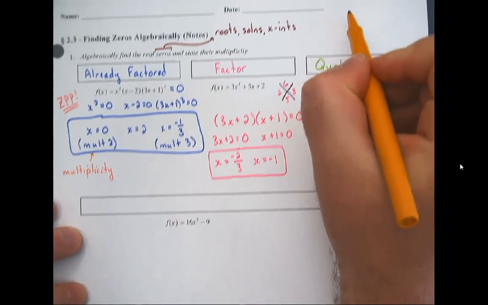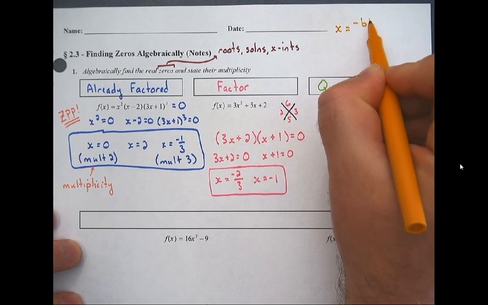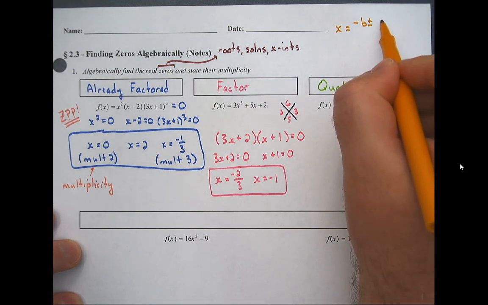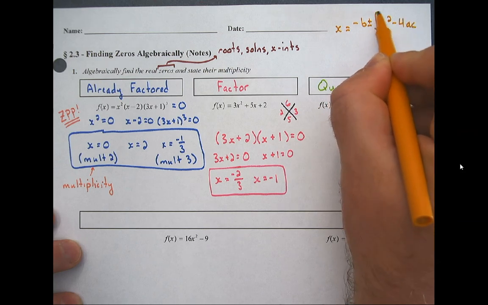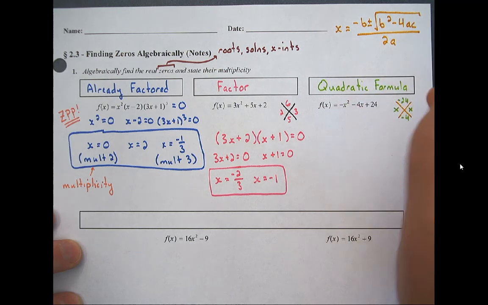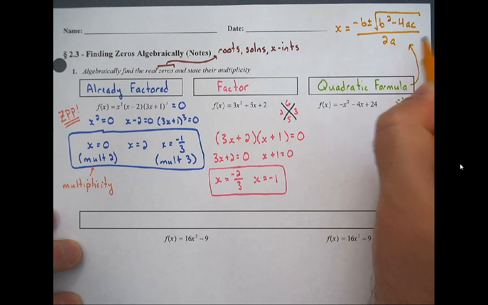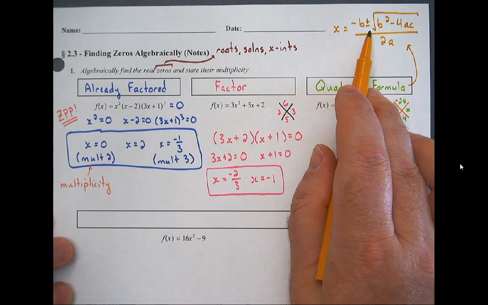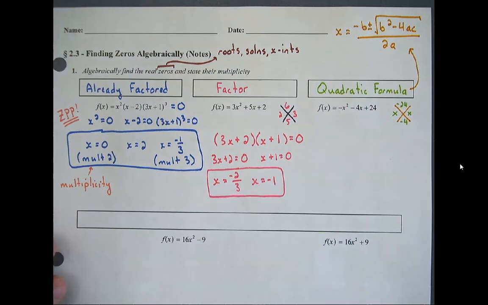You remember the song? Do you remember the quadratic formula first, I guess? X equals negative b plus or minus the square root of b squared minus 4ac all over 2a. I'm sure you remember the song. X equals negative b plus or minus the square root of b squared minus 4ac all over 2a.